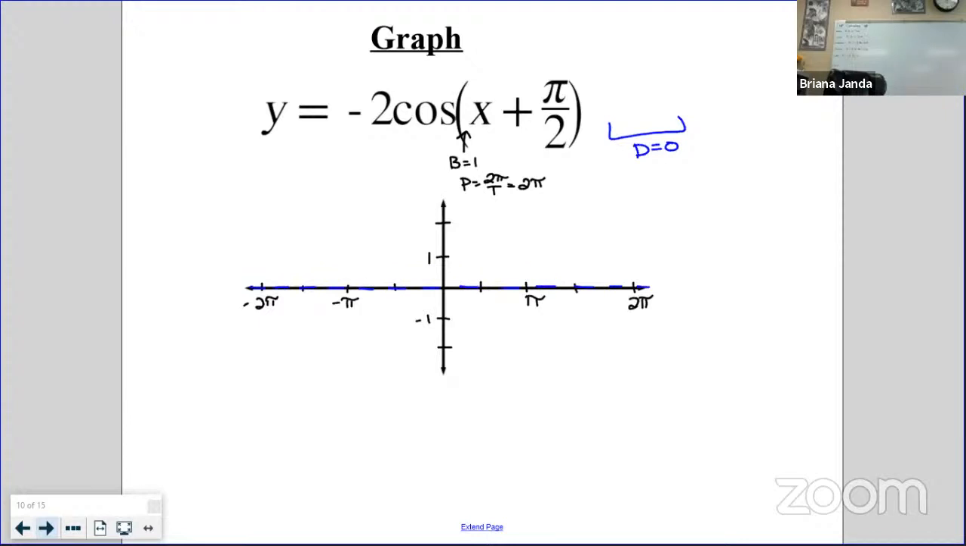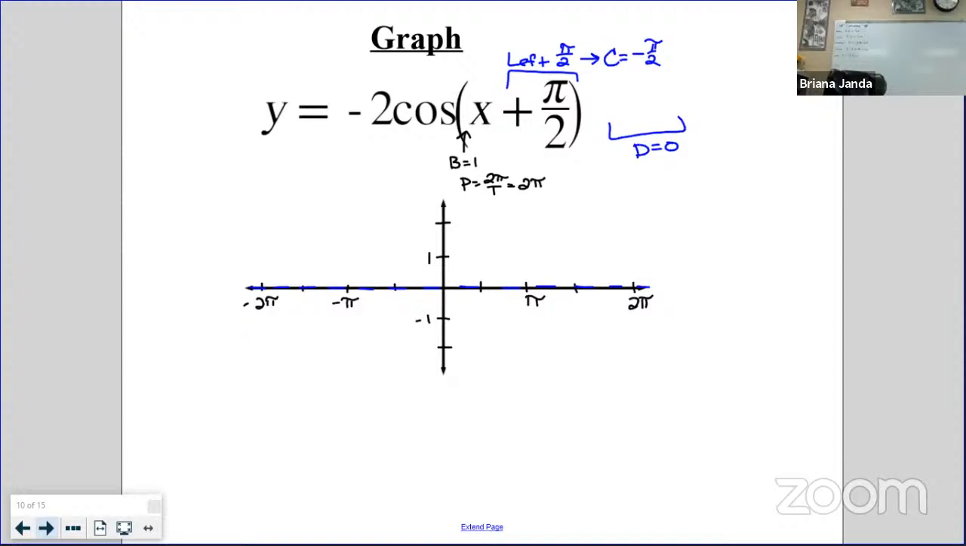This is the one where we have a phase shift though. So which direction am I moving for that phase shift? Left. Now, remember that if I were to answer that, it is negative pi over 2. C is negative pi over 2, or my phase shift is negative pi over 2. We can't use the word left, but that tells us what we're doing.